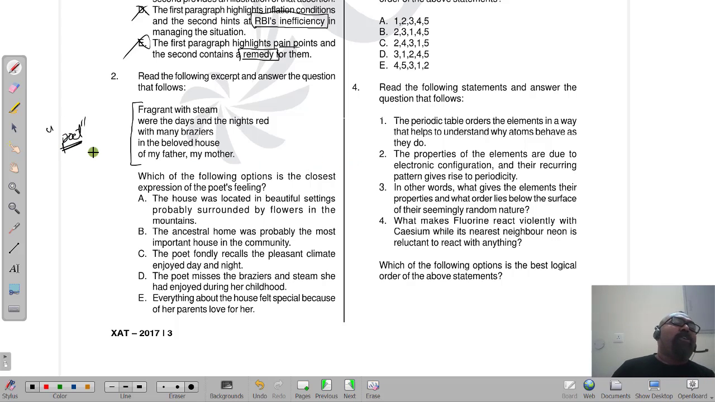So let's understand the poet. Okay, let's just read it. Fragrant with steam, where the days and nights are red with many braziers, in the beloved house of my father, my mother. Obviously, there are some words here. Braziers.